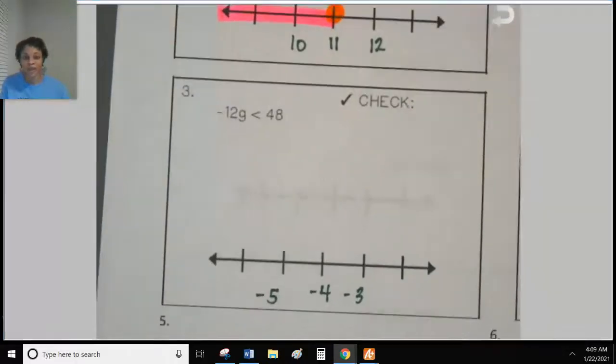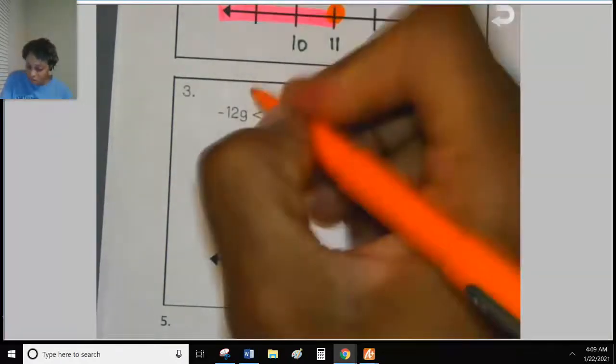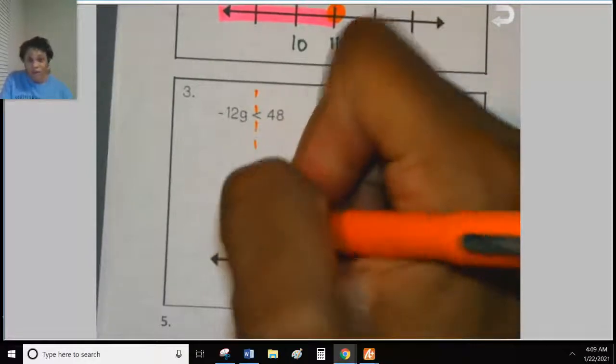All right, now we get to the good stuff. So remember we said earlier, if we divide or multiply by a negative, we're going to have to flip that sign. Flip, flip, flip. So I see that I have a negative 12. I already know in my mind I'm going to have to flip. So first thing we do is that dotted line.